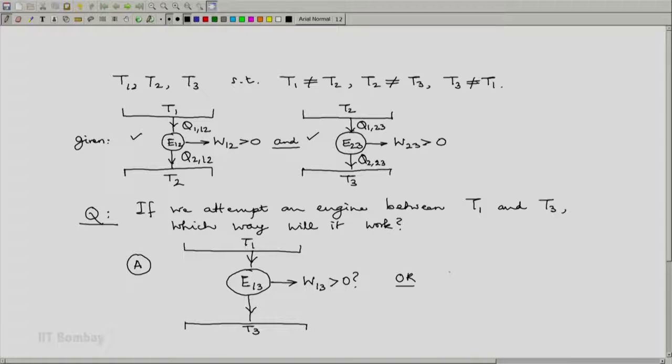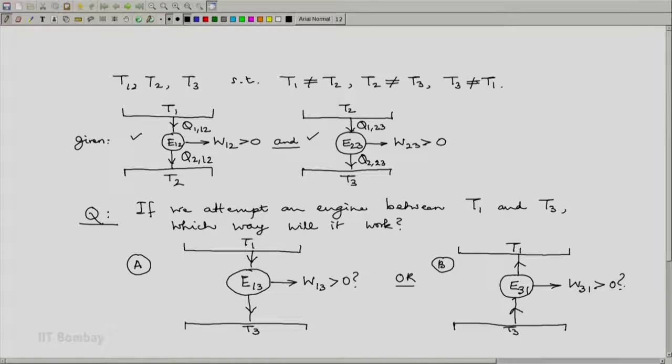or B, option B is T1, T3, let me say this is E31, it absorbs heat from T3, rejects heat to T1 and produces W31 greater than 0. We have to decide on whether this works or this works. Is it A or is it B?